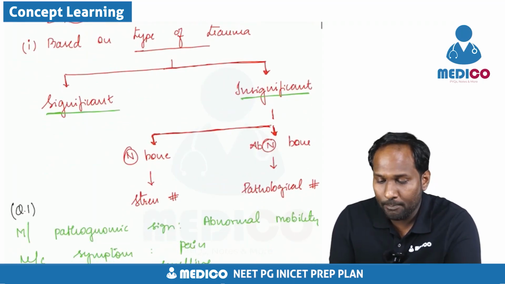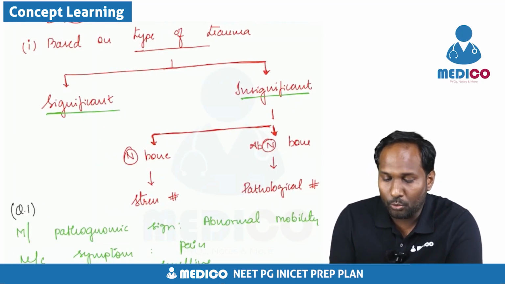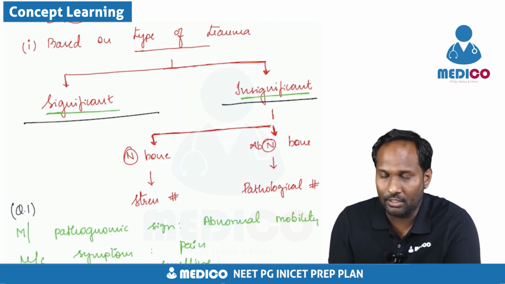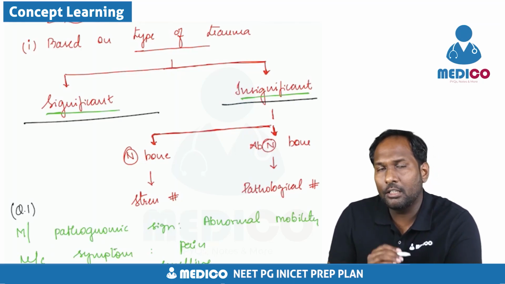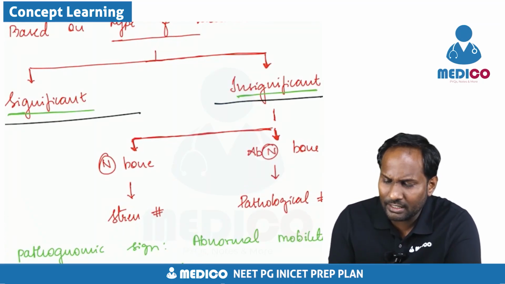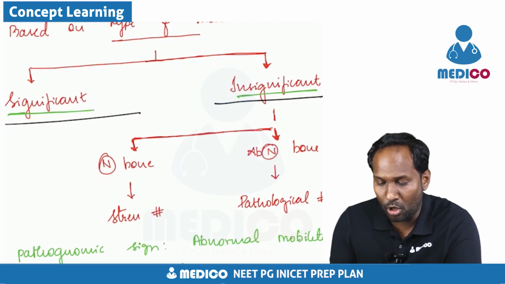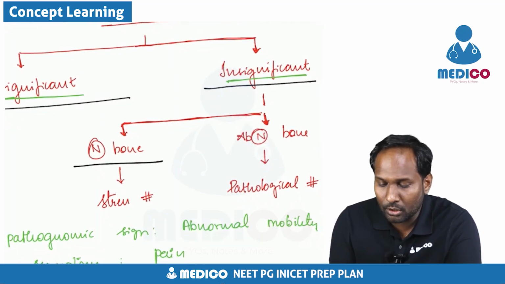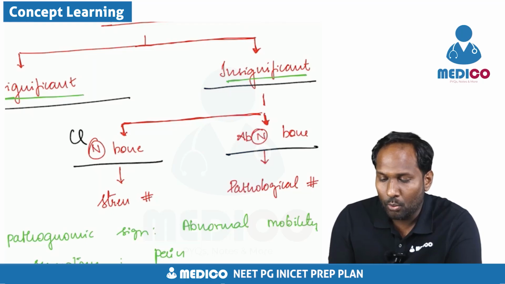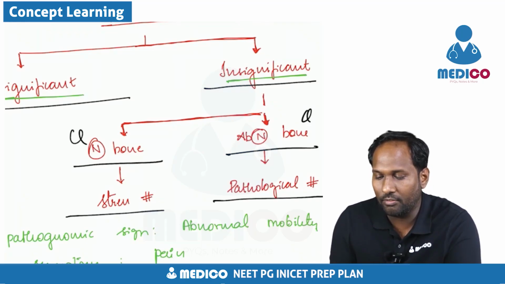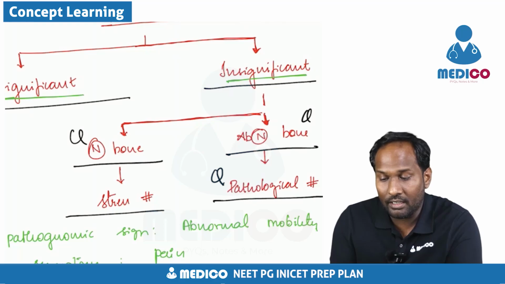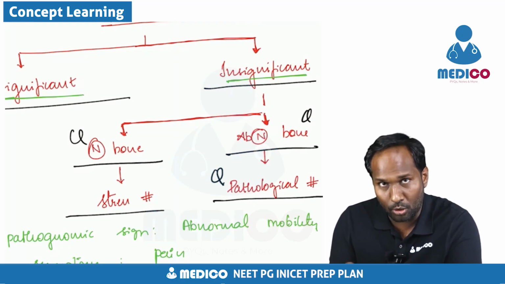Classification of fractures could be based on the type of trauma, okay? It could be a significant trauma or an insignificant trauma. If it's a significant trauma, you get the typical fracture patterns. If it's an insignificant trauma, we'll have to see whether it is a normal bone or an abnormal bone. These are the clues which I want you guys to pick up. Once we pick up the clue from the questions, we know that it is a stress fracture or a pathological fracture. So, when an insignificant trauma occurs on an abnormal bone, it leads to a pathological fracture. When an insignificant trauma occurs over a normal bone repeated times, it leads to a stress fracture.